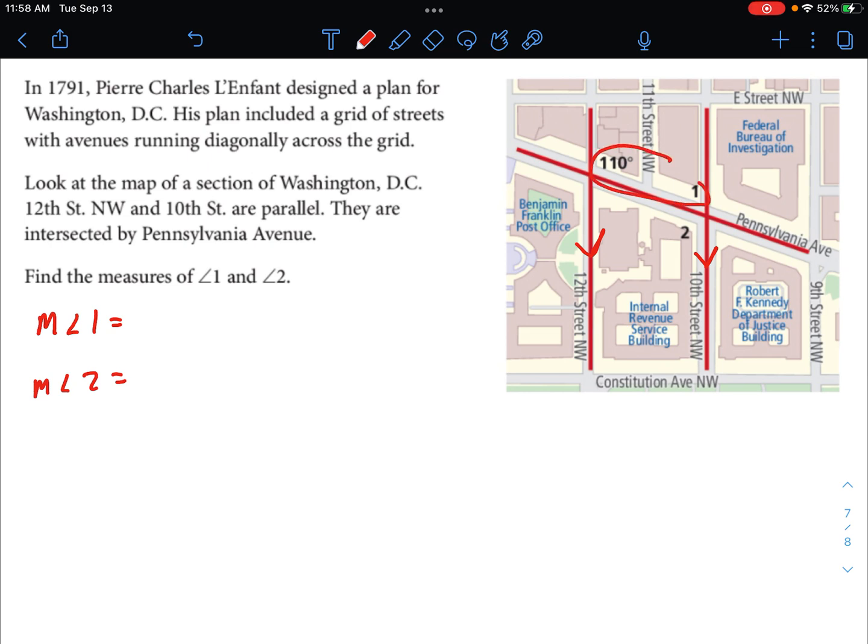Now, if you look at these two angles here, one of them is 110 degrees. They are same side interior angles. And since they're on parallel lines, same side interior angles should be supplementary, which would make angle 1 70 degrees. If you look at 110 and 2, they're also on parallel lines. Those are alternate interior angles, which means they should be congruent according to our theorem, which means that angle 2 is 110 degrees. Alternatively, if you knew that angle 1 was 70, 1 and 2 are a linear pair, so they should be supplementary as well.